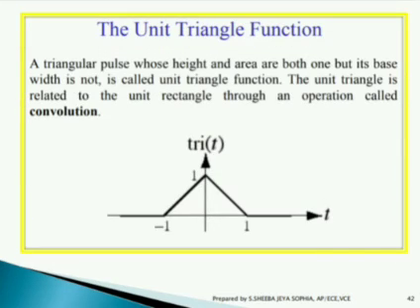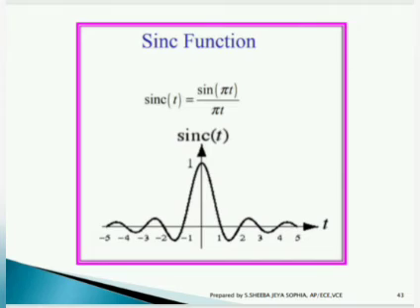Unit triangle function, this is nothing but the area which we choose, whose height and area are both 1 but its base is not, and it is said to be the triangle function, which you can clearly see from the diagram. The unit triangle through the unit rectangle is said to be the convolution function. Next, sinc function. Sinc of t is equal to sin pi t by pi t. It is a continuous function.